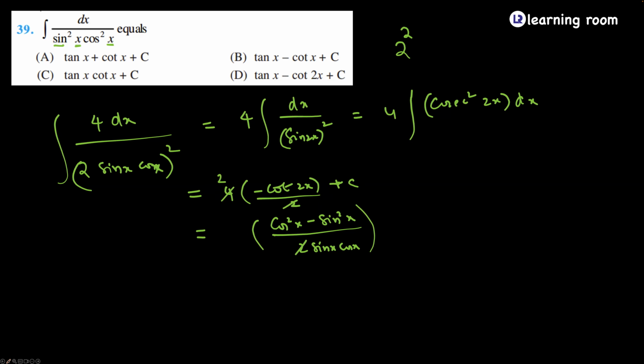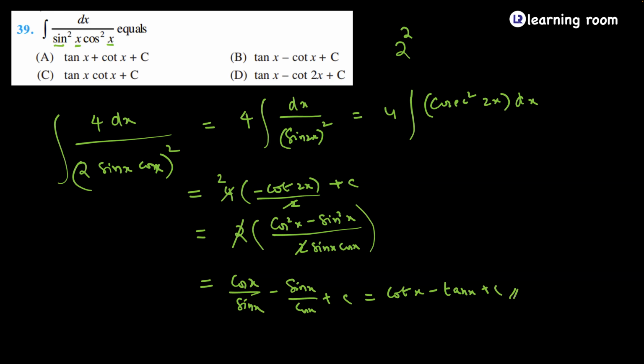So what you have is, you have a 2 here. So 2 and 2 will get cancelled. So cos square x minus sin square x by sin x into cos x. Right. So cos square x divided by sin x into cos x will be cos x by sin x, because one cos will get cancelled. Minus, this will become sin x by cos x plus c. So what will the answer be? It will be cot x minus tan x plus c.